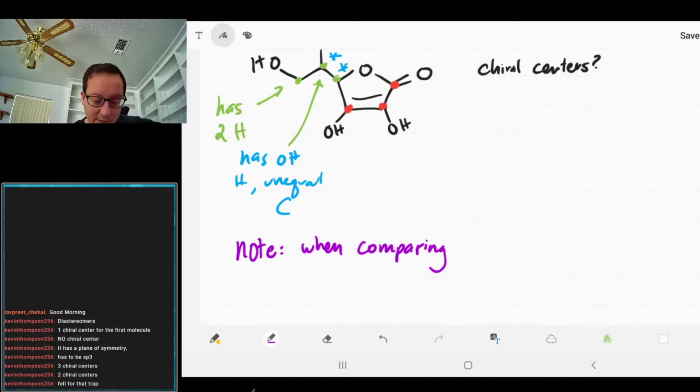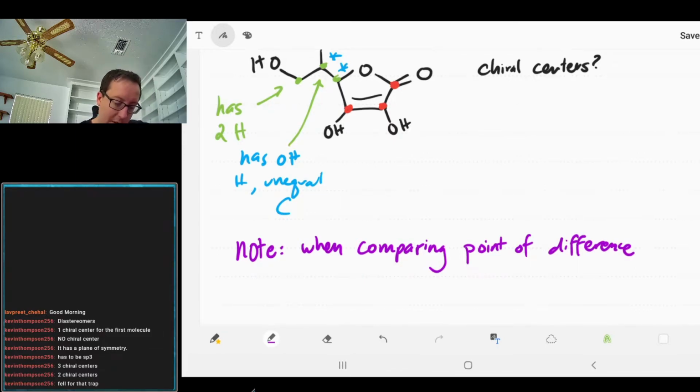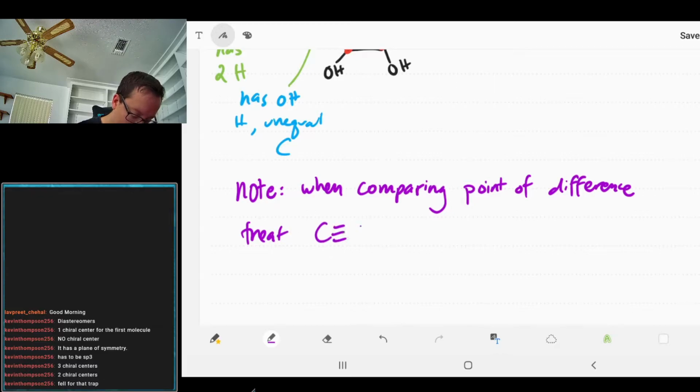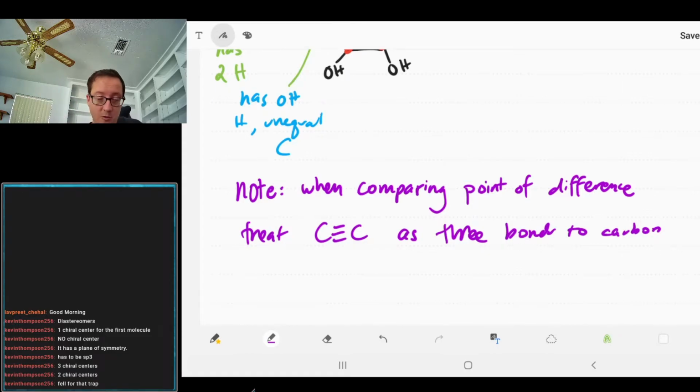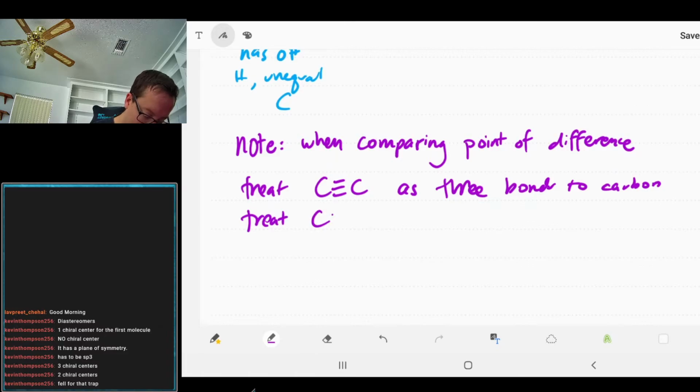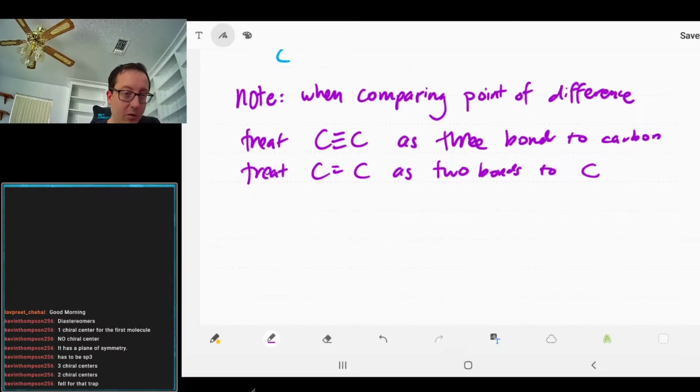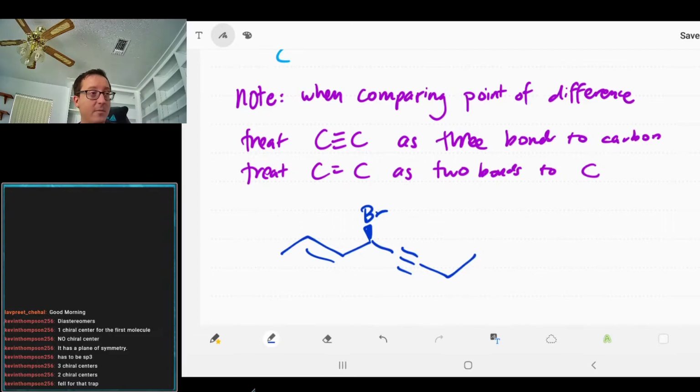When we are comparing points of difference, we treat a triple bond as 3 bonds to carbon. And we're going to see what this looks like in a sec, especially when we talk about R and S. We'll definitely see this more. And we're going to treat double bonds as 2 bonds to carbon. So if we're looking at, for example, something like this, it'll be more important when we talk about priority.